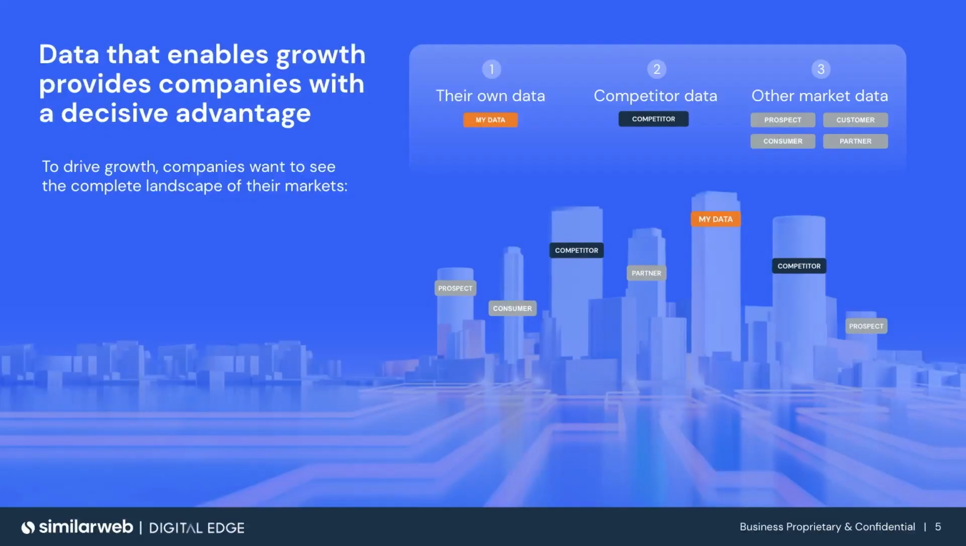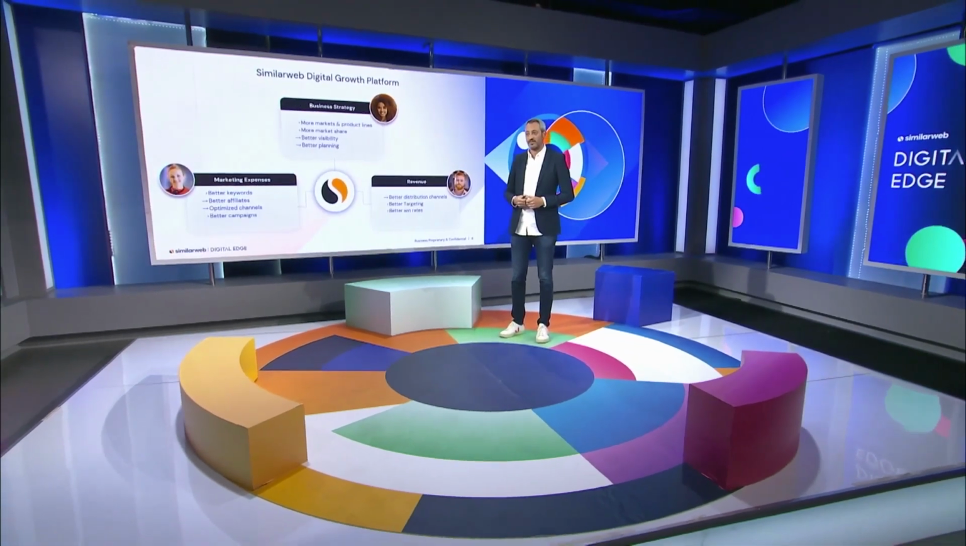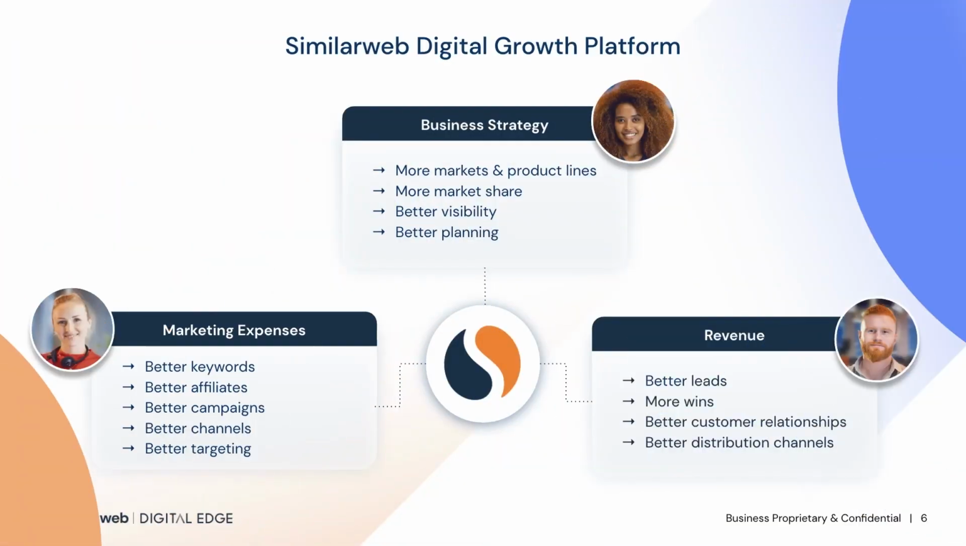Doing that without data is really, really hard. Thanks to Similarweb, you don't have to, because you get your data, your competitors' data, and your entire market data all together in order to achieve that smart growth. You can build a strong business strategy that enables you to target the right markets, build the right product lines, increase your market share through visibility and better planning.